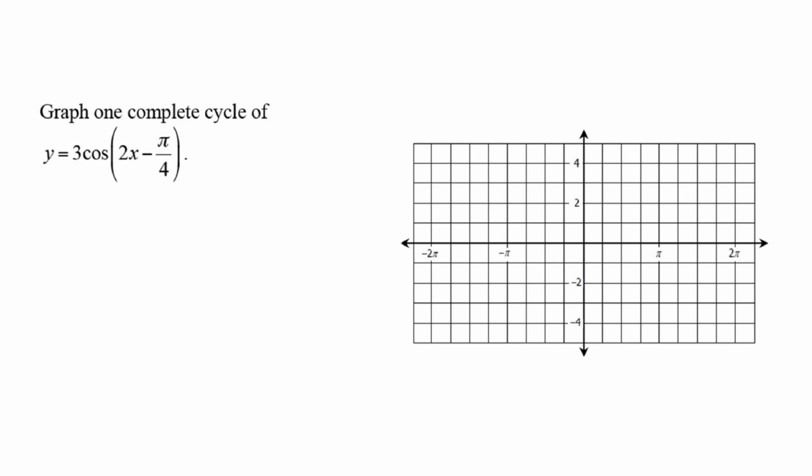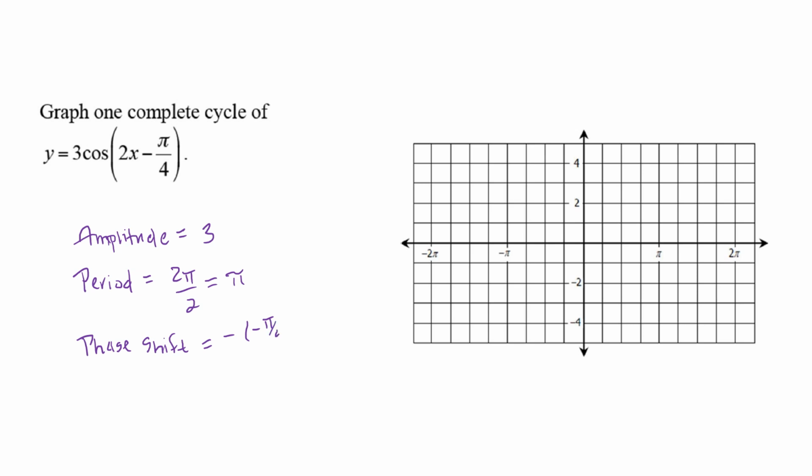Okay, next one, we're dealing with cosine. Our amplitude is 3. Our period is 2 pi over 2, which is just pi. And our phase shift is going to be negative times a negative pi over 4 over 2.